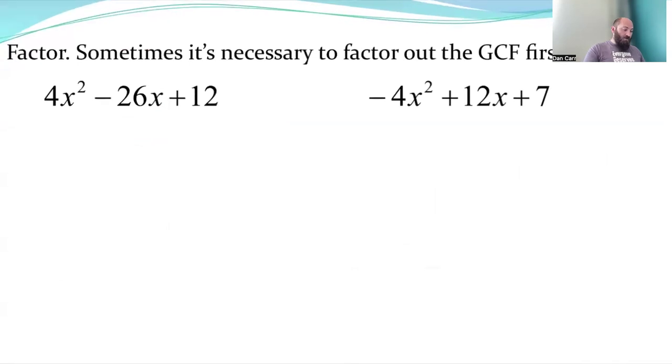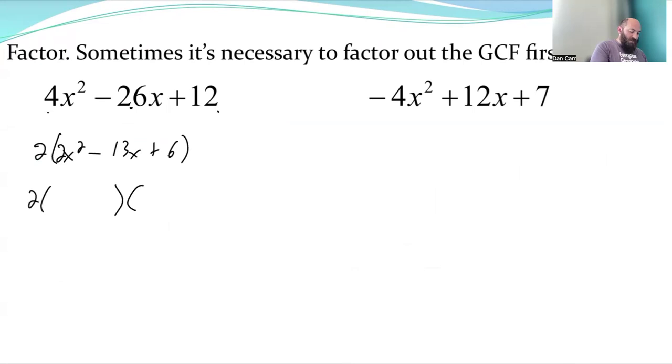Okay. Sometimes it's necessary to factor the GCF out first. So that's what we're going to do next here. If I'm factoring out the GCF, in this first case, we have 4, 26, and 12. Let's take a 2 out. It'll be 2 times 2x squared minus 13x plus 6. And I'll do this one as a guess and check.